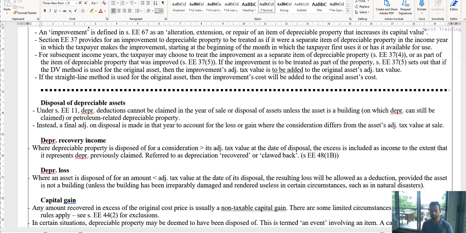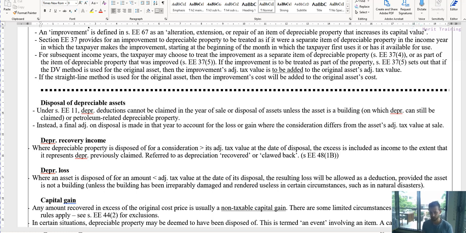However, it's a little bit more complicated than that. It's called depreciation recovery income, and it works like this. Where depreciable property is disposed of for consideration that is greater than the adjustable tax value at the date of disposal, the excess is included as income.